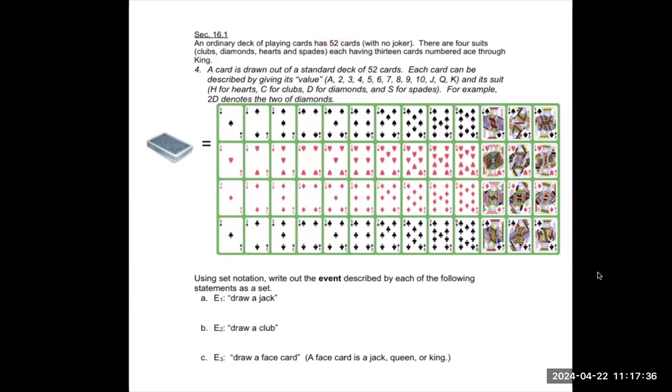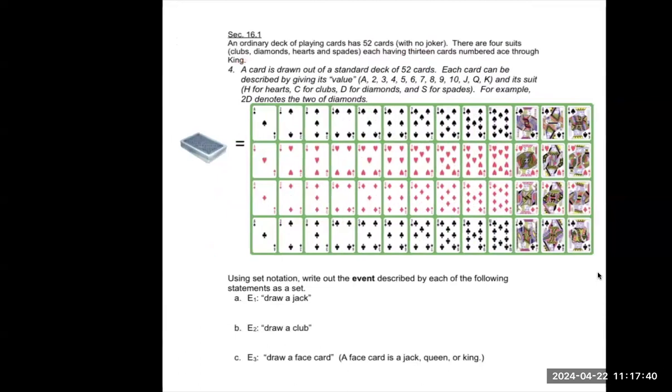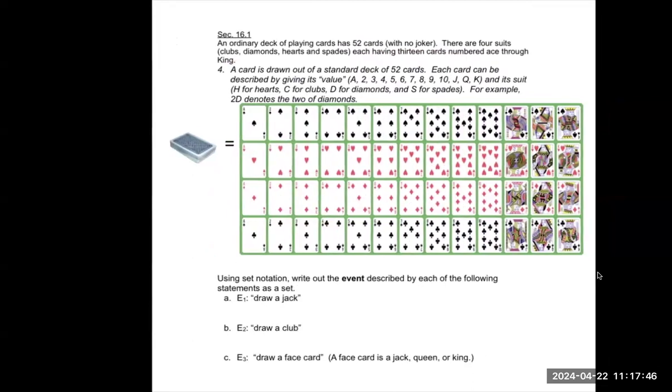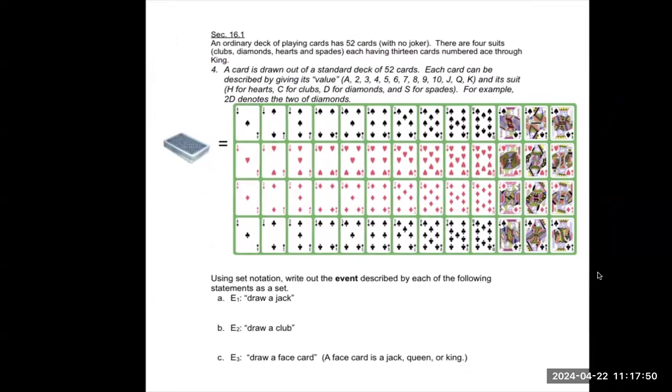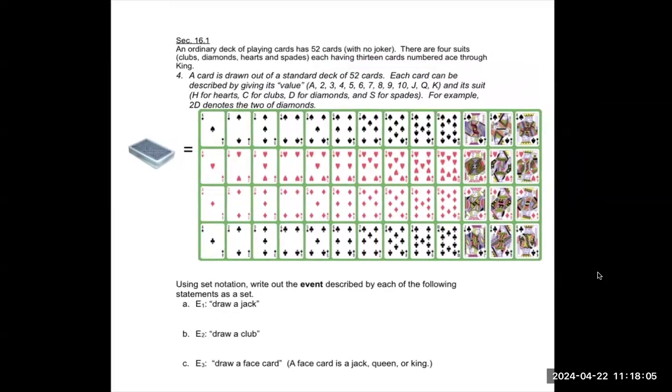There are 4 suits: clubs, which looks like the little 4-leaf clover in black here; diamonds, which you know the shape of; hearts; and the last one is spades, which looks like a spearhead. So there are 4 different suits, and each of those suits has 13 cards numbered ace through king.